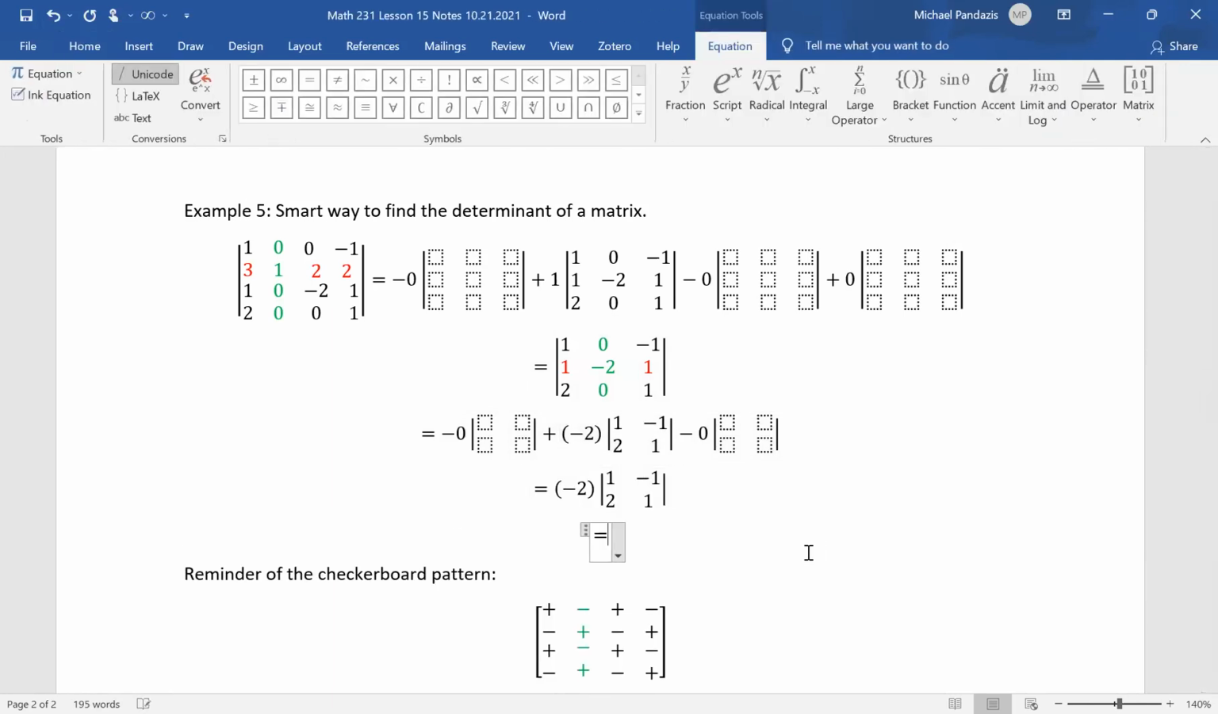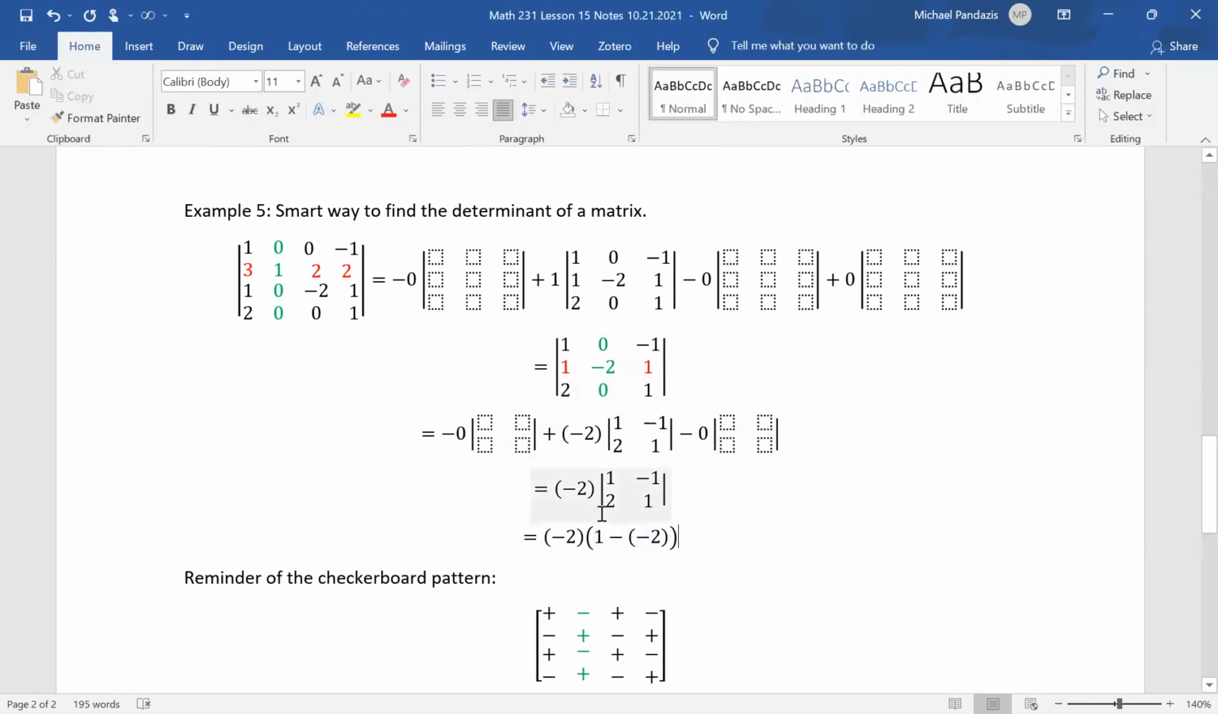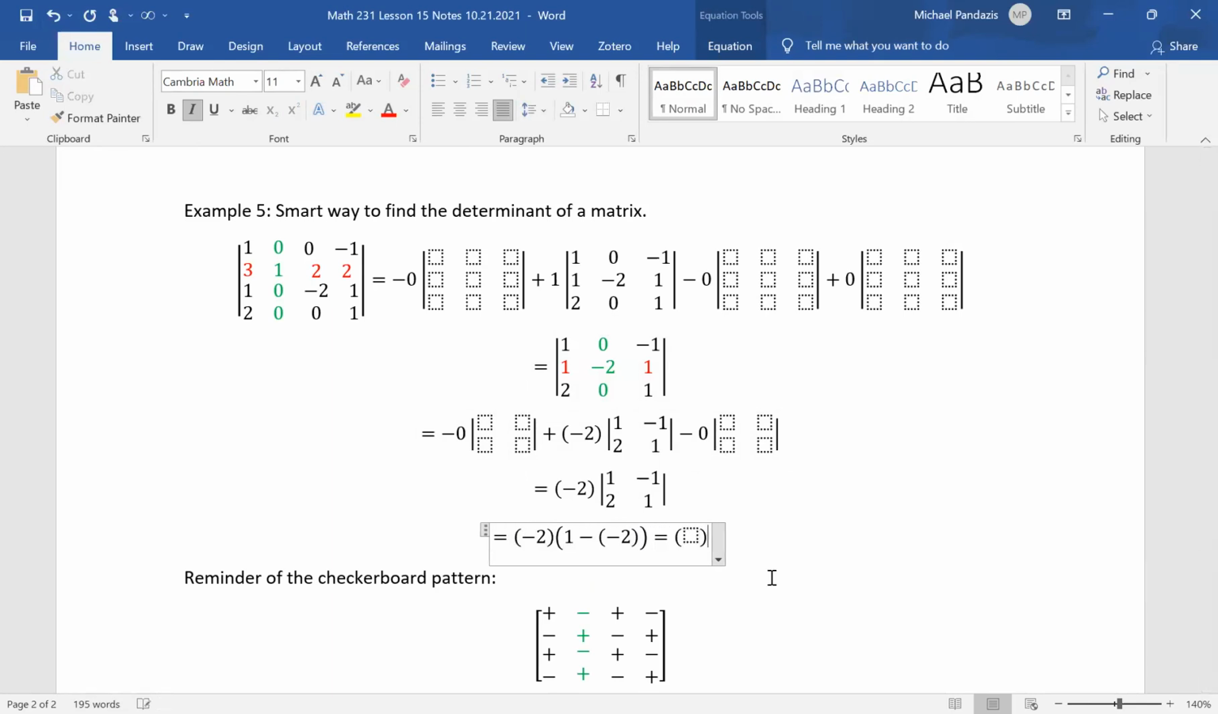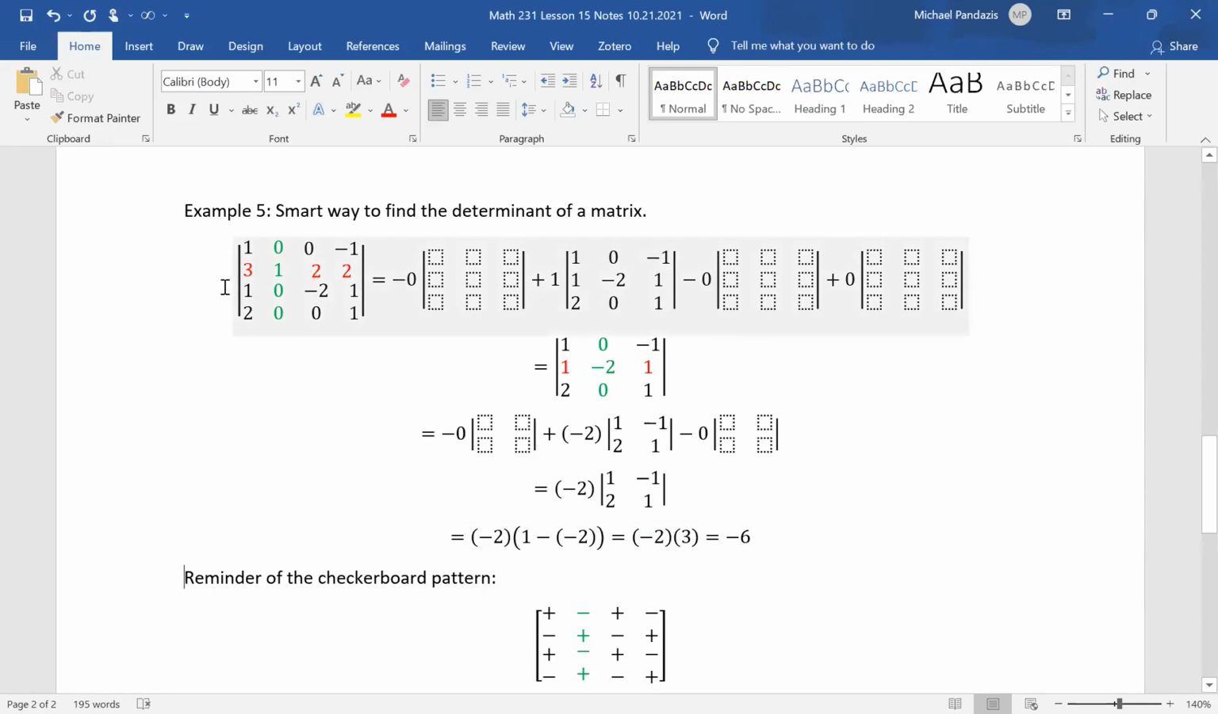And that expression is equal to -2 times the determinant of that matrix, which is AD minus BC. So it's 1 times 1, which is 1, minus -1 times 2, which is -2. So it's 1 minus -2. And so that's equal to -2 times 1 minus -2, which is 3. And so this equals -6. And so the final answer is that the determinant of this matrix is equal to -6.